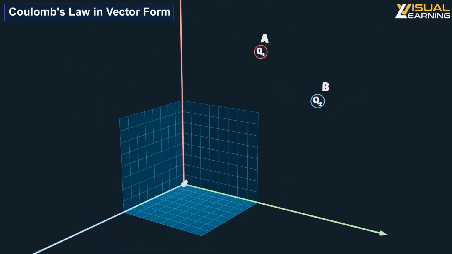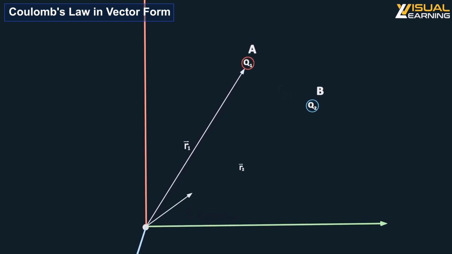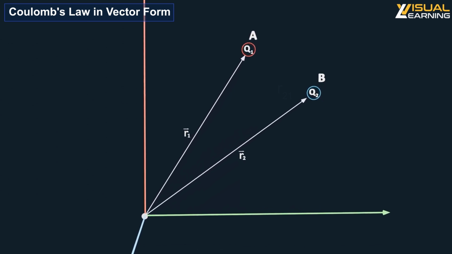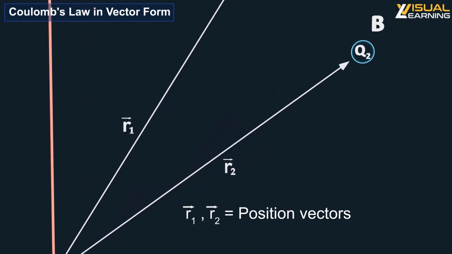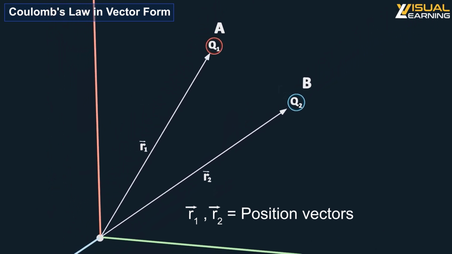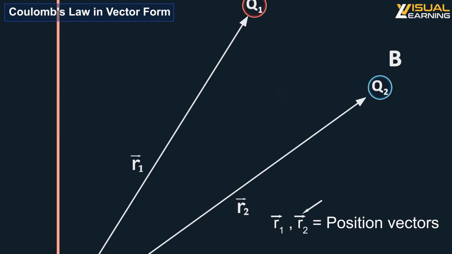Now suppose that the distance of point A from the origin is r1, and the distance of point B from the origin is r2. r1 and r2 are called position vectors. A position vector tells us both the distance and direction of an object from the origin. Remember that the arrow sign above represents the vector form.